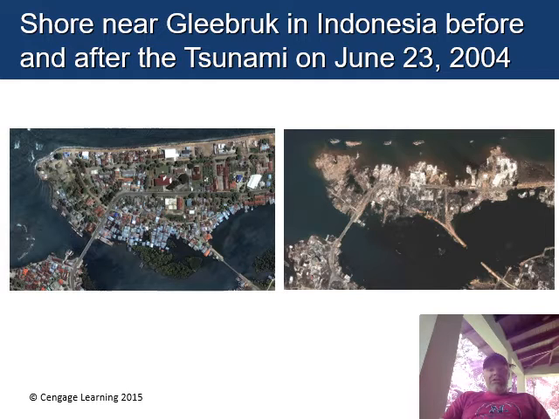This is Banda Aceh, which was the first and most heavily impacted area, the closest populated center to the epicenter of the earthquake. All right, and again, it shows you before on June 23rd, 2004, what it looked like, and then after on December 28th, 2004, in terms of the destruction.